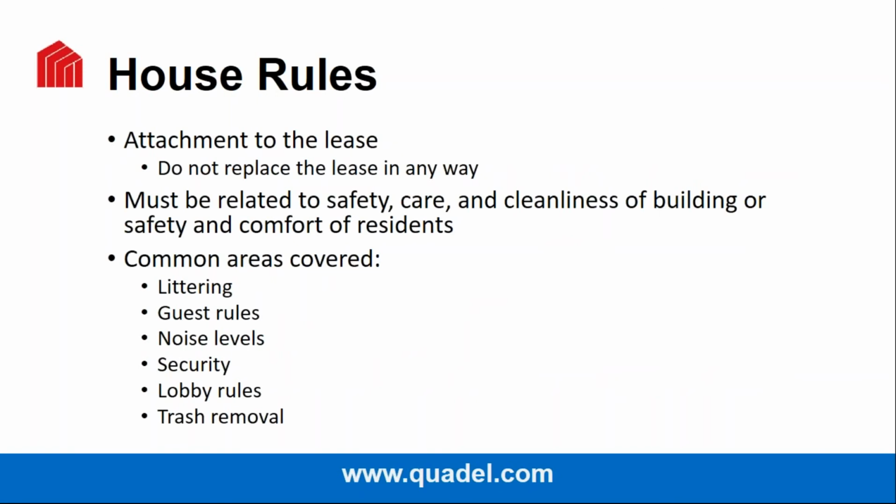House rules are an actual attachment to the lease, but they do not replace the lease language in any way. House rules must be related to the safety, care, and cleanliness of units in the building and related to the care and comfort of others. But again, they must not create a disparate impact on tenants based on race, color, national origin, religion, sex, disability, or familial status. Items such as littering, guests or guest parking and guest behavior, noise levels, rules governing use of project grounds and common areas. These are all typical items that are specified and can be found included in house rules.